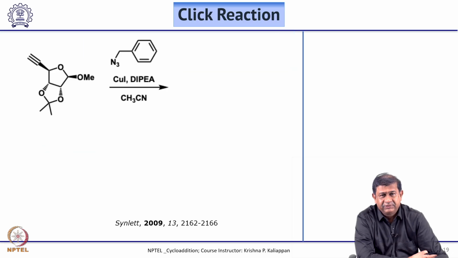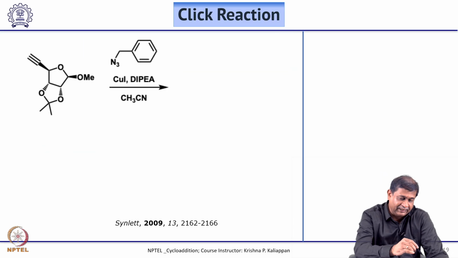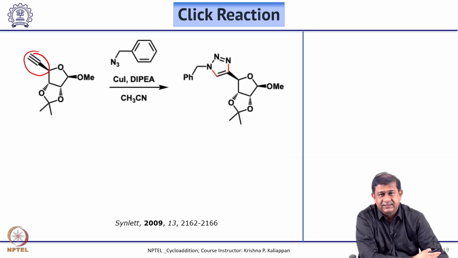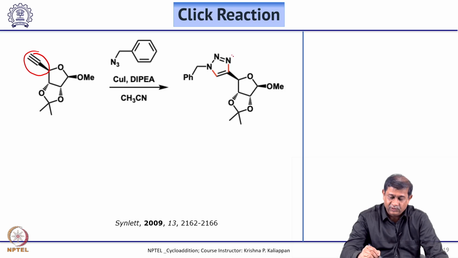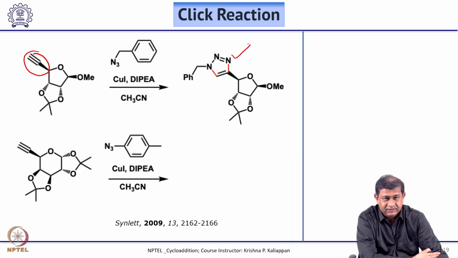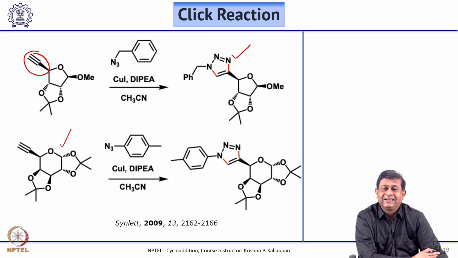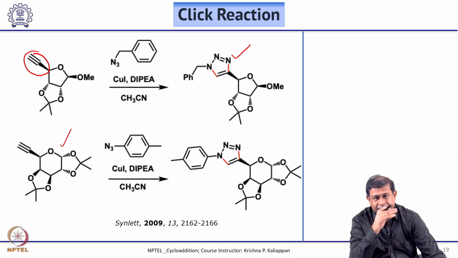This is another interesting example actually reported from our group. So, where you have alkyne attached to the furanose ring, and now you can treat with various azides. Here it is just benzyl azide, and this gives the corresponding 1,4-triazole. And likewise, you can do the same thing with the pyranose ring, and the pyranose ring also will give this corresponding 1,4-triazole. Okay. So far we talked about 1,3-dipolar cycloaddition between one azide and one triple bond.